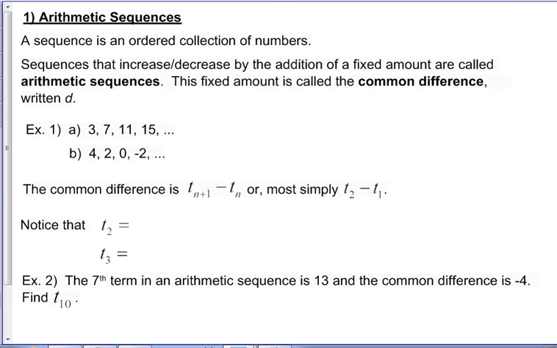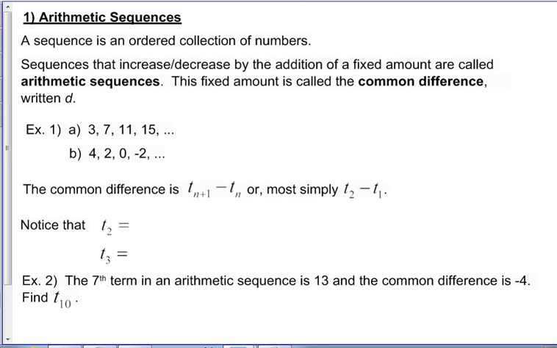Okay, let's dive in. Arithmetic sequences. A sequence is an ordered collection of numbers. Sequences that increase or decrease by the addition of a fixed amount are called arithmetic sequences. The fixed amount is called the common difference, and the letter we use for it is D.